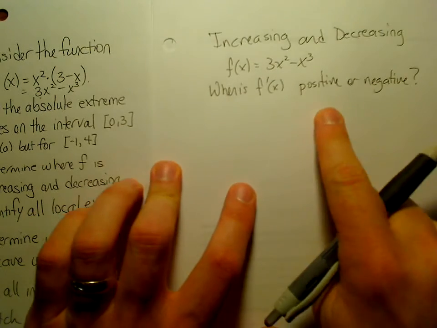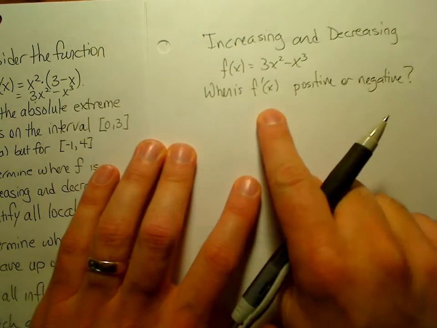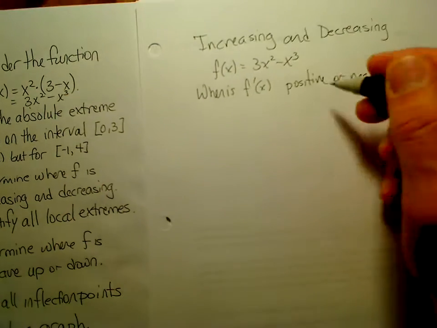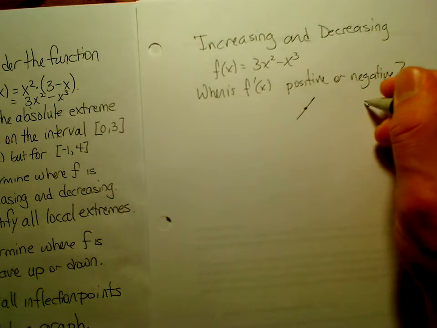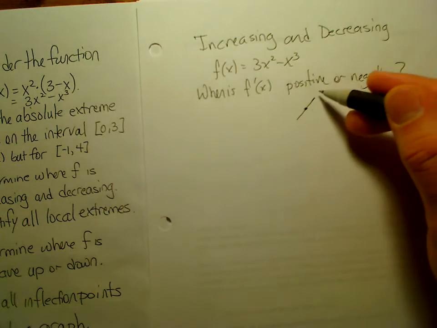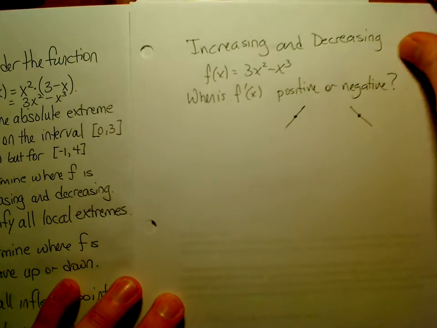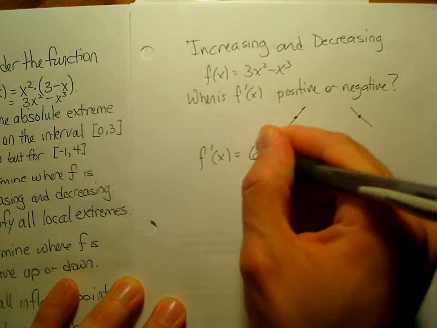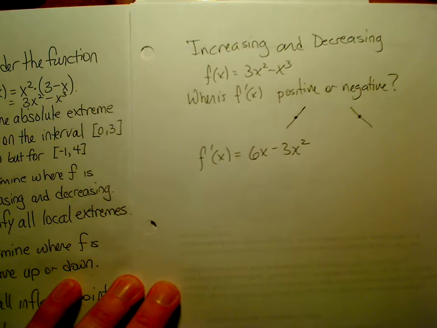Mean value theorem is actually the machinery underneath why a positive derivative and a negative derivative definitely implies increasing and decreasing. But intuitively, a positive derivative is something that should have a positive slope. A negative derivative is something that should have a negative slope. That looks like going up as you move to the right, moving down as you move to the right. So we need to find f prime. F prime of x is 6x minus 3x squared. We want to know when that's positive or negative.